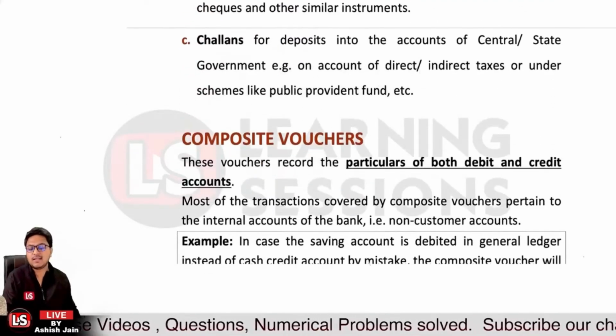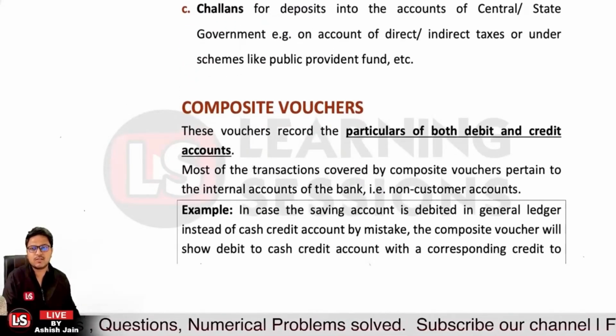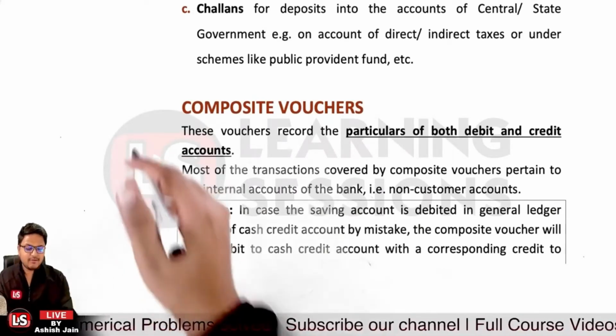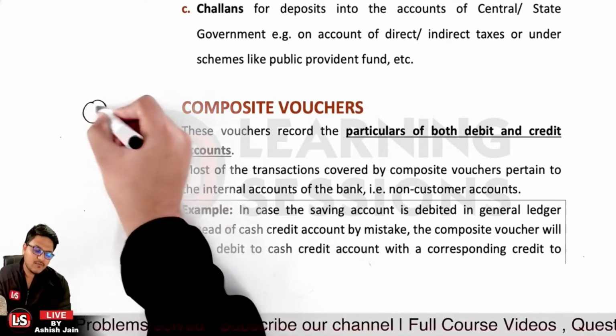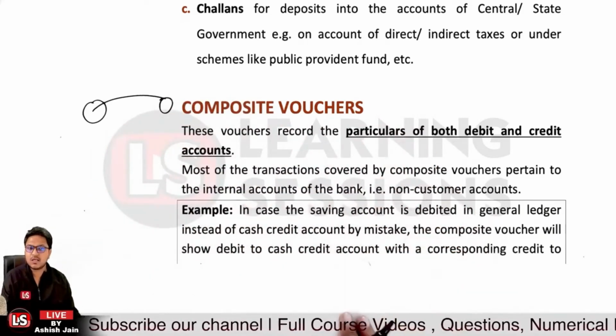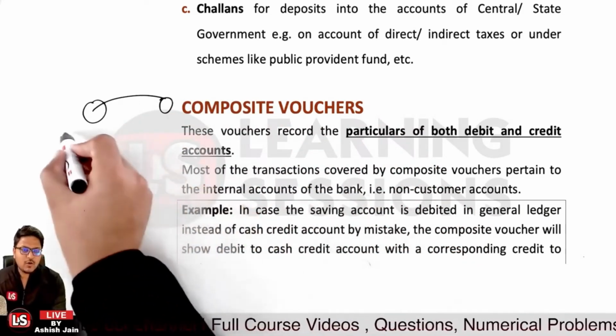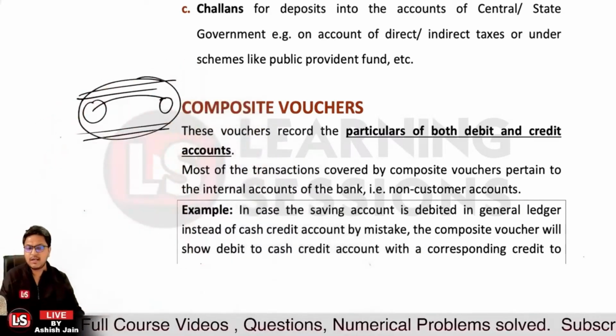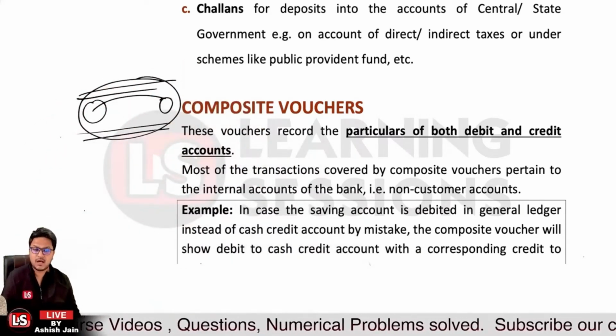Then there is the composite voucher. A composite voucher has both debit and credit accounts on the same voucher. Like when we have to transfer balances from one account to another account, we will be using the composite voucher. This is actually related to non-financial things, where a direct financial outlay is not there.